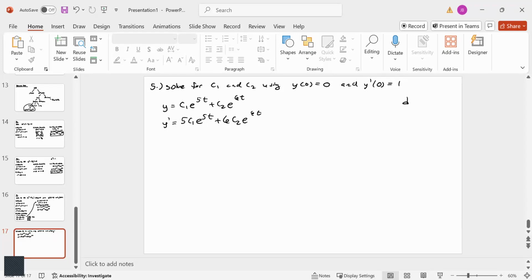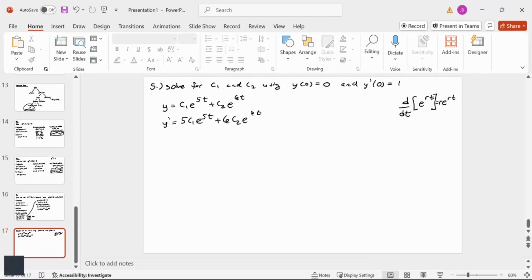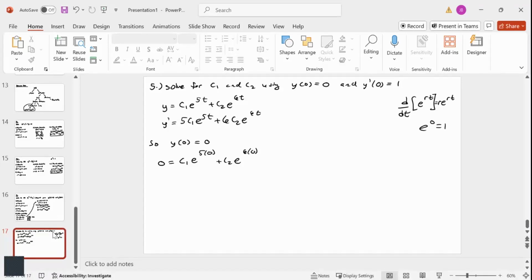Let me write this off to the side. The derivative of e to the rt is r e to the rt. I should have written that down earlier. So y of 0 equals 0 means 0 equals C1 e to the 5 times 0 plus C2 e to the 6 times 0. And again, remember e to the 0 is equal to 1. Please, it's not 0. I know you want it to be, but trust me, it's not. 0 equals C1 plus C2.